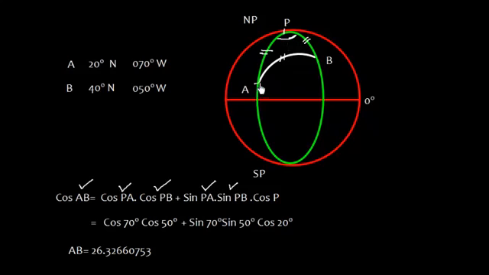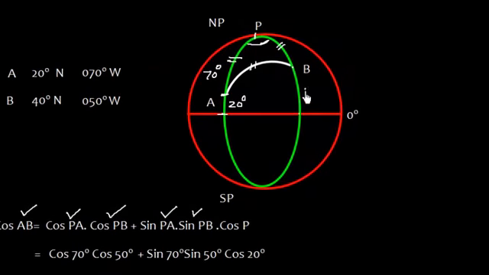So here equator to this point A was 20 degree, so PA will be 70 degree. Similarly, from equator to B was 40 degree, so B to P or PB will be 50 degree. Well, I can put this value, this is PA, which is 70 degree, PB is 50 degree, same way sine 70, sine 50, and cos P.